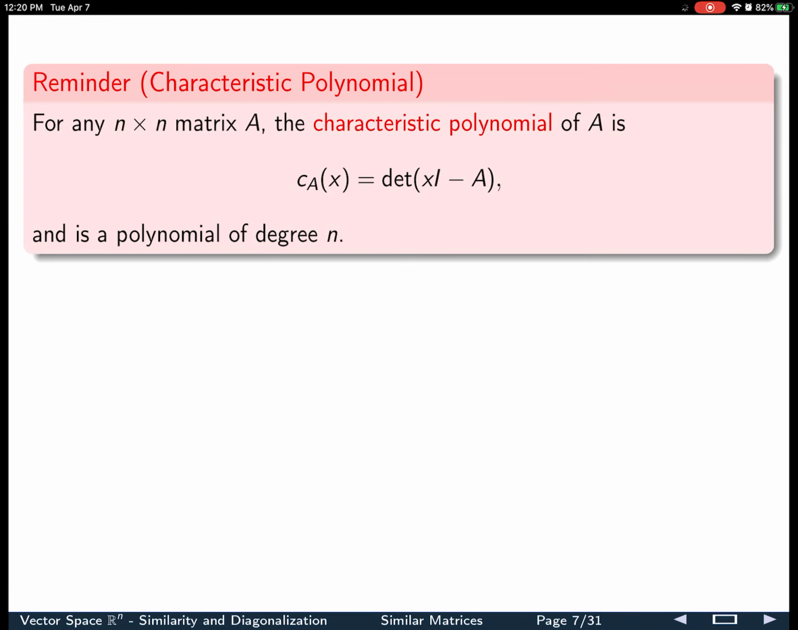Here we are reminding you of the characteristic polynomial. The determinant of lambda I minus A is how we phrased it before. X is standing in the place of lambda. X is an eigenvalue here. You could use it to find an eigenvalue. Here we're making a polynomial.